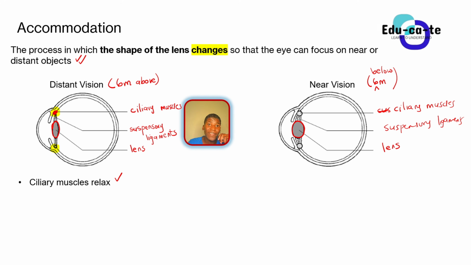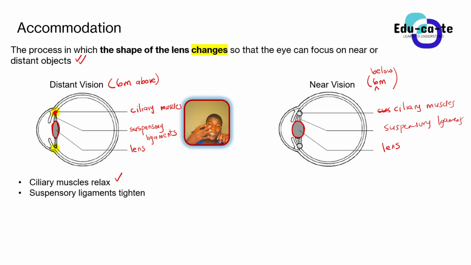Now, when the ciliary muscles relax, the suspensory ligaments do the opposite. They actually tighten. They have tension between them. Basically, you can see here, if we observe carefully, we have these things that are holding the lens.